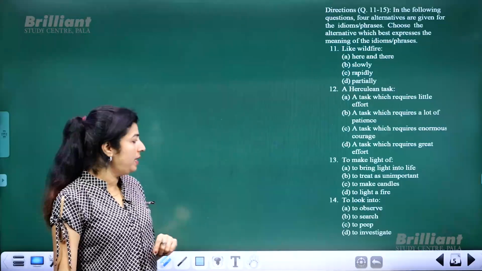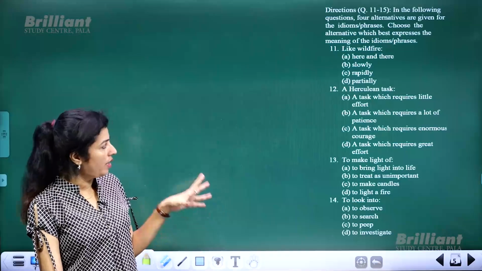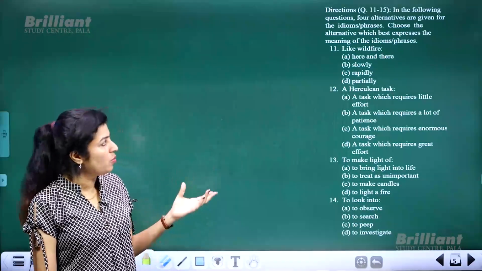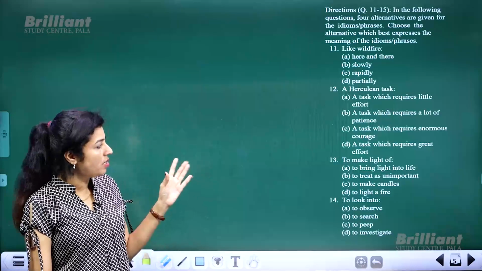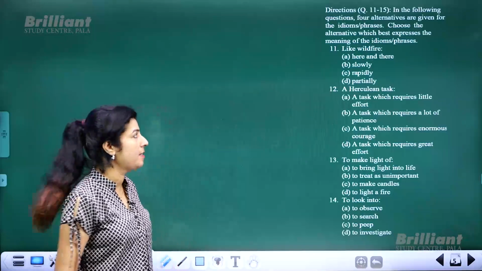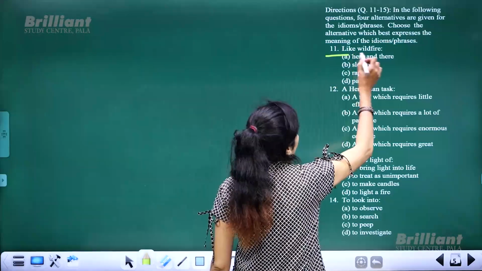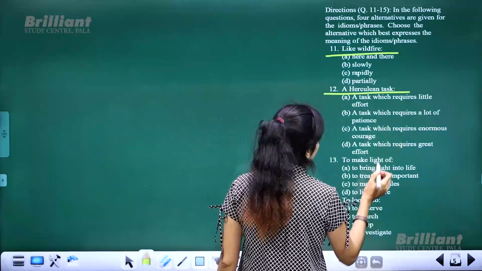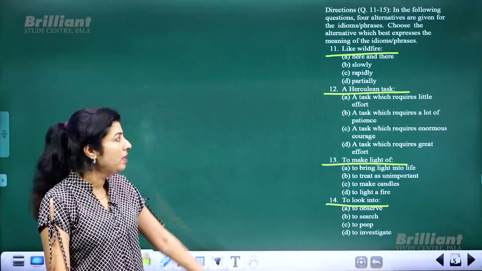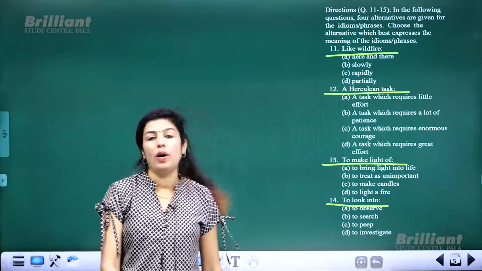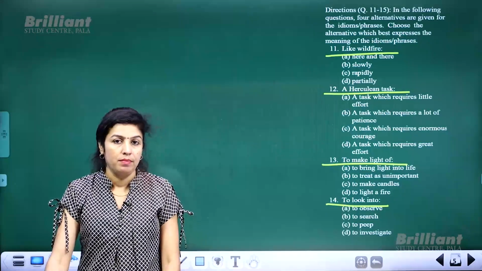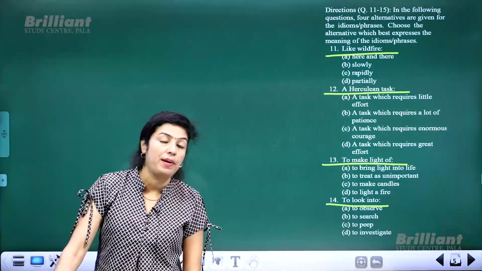Now you have been given around four phrasal verbs and idioms. So here the first two are idiomatic expressions. We have like wildfire, a Herculean task, to make light of and to look into. So the first idiom is like wildfire. The news spread like wildfire. Gossips spread like wildfire.